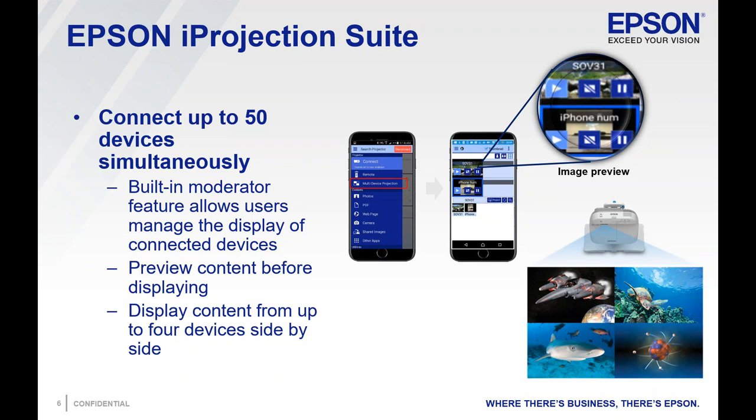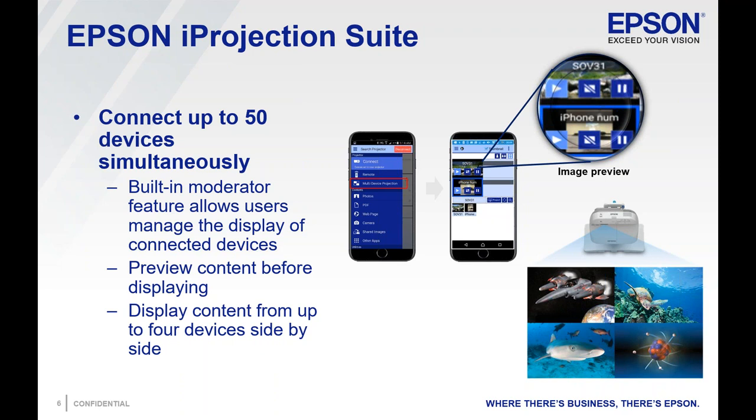So when you see the pictures there, what it's showing you on the phone is that you go into the multi-device projection tab, then you can see the different devices that are connected. Right there you have two. And then after selecting those devices, you can display up to 4 different individual devices on the screen at one time of up to 50 devices that you're connecting.